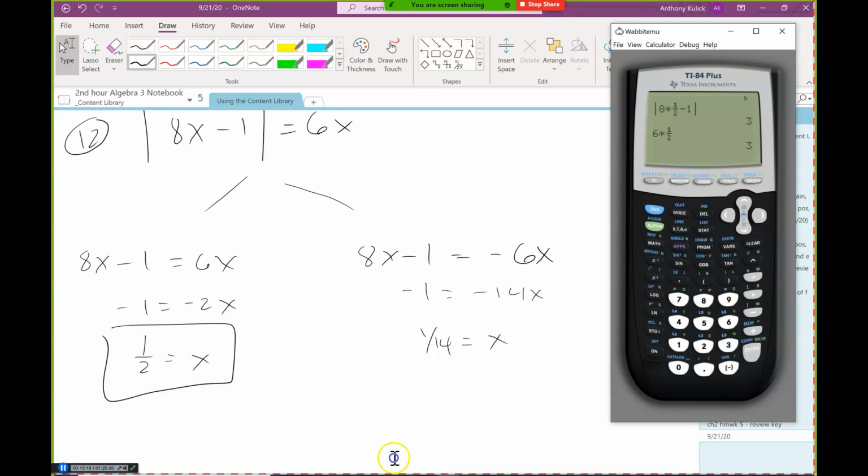Let's check the other one right quick. So math, number menu, absolute value, 8 times, and then alpha, y equals, n over d, and I'll type in 1 over 14, then -1, and press enter. Then I'll do 6 times alpha, y equals, n over d, 1 over 14. And that one worked as well.